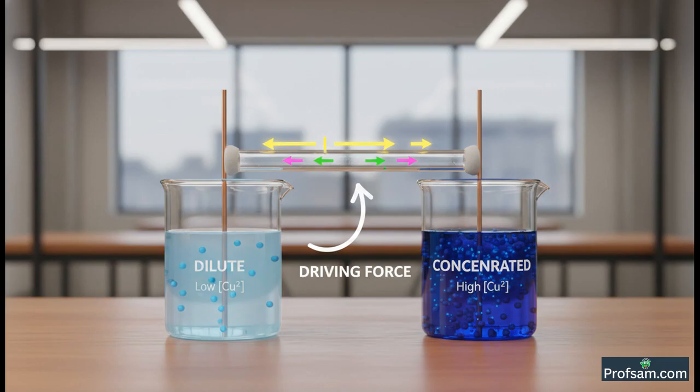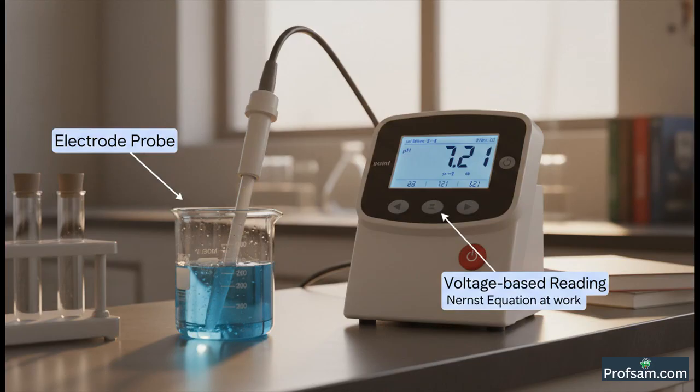And the Nernst equation is what allows us to calculate the exact voltage produced based on the ratio of the 2 concentrations. A very powerful and common application of this principle is something you see in every lab, the pH meter. This is a perfect real-world example of the Nernst equation at work.